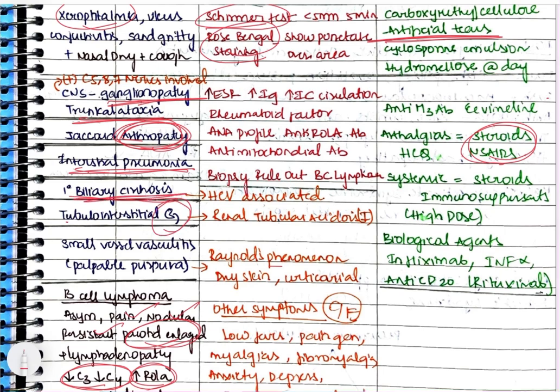In the kidney, RTA type 1. It is important to remember that in Sjogren's, kidney involvement leads to RTA type 1, renal tubular acidosis type 1, right? And in the skin, you can see Raynaud's phenomenon, dry skin, urticaria, palpable purpura and so on.